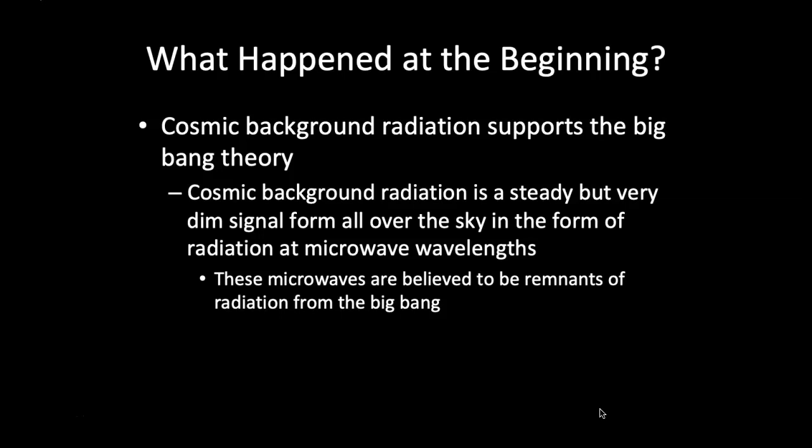The second piece of evidence that is used in order to support this theory of the Big Bang is the cosmic background radiation that is left behind. What scientists have found is that there's a cosmic background radiation, a very dim signal that's located all over the sky in the form of radiation at the microwave level. And so these microwaves, left behind as energy from that Big Bang, are believed to be remnants of the evidence supporting the Big Bang explosion.